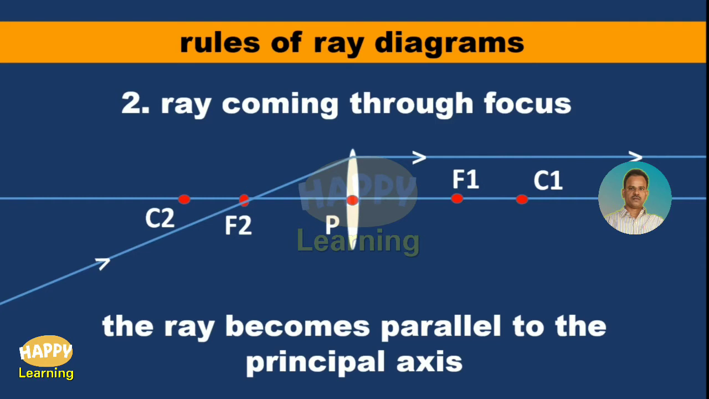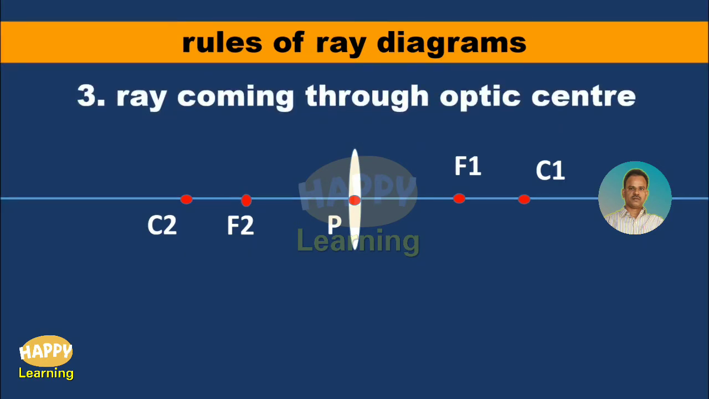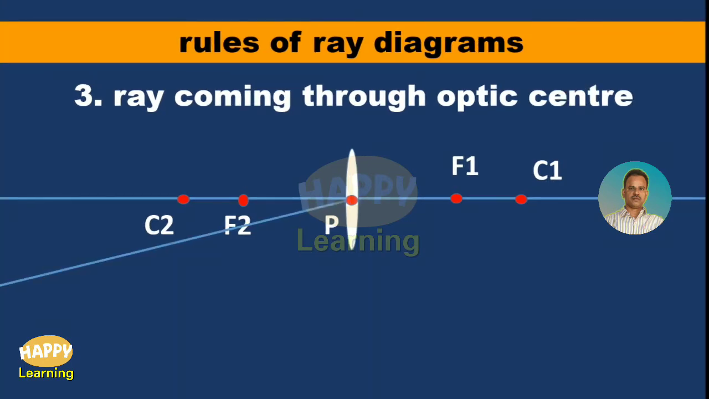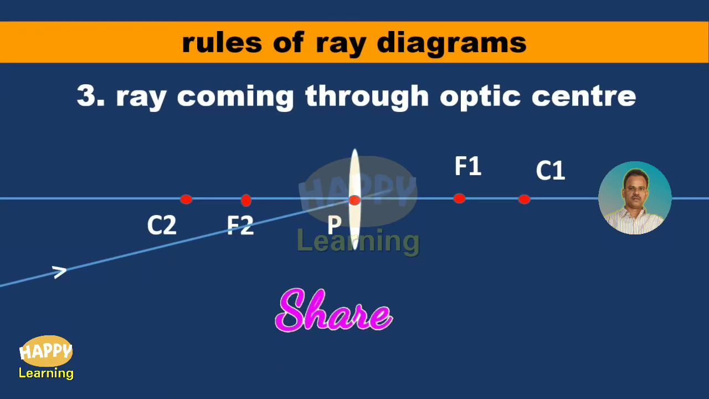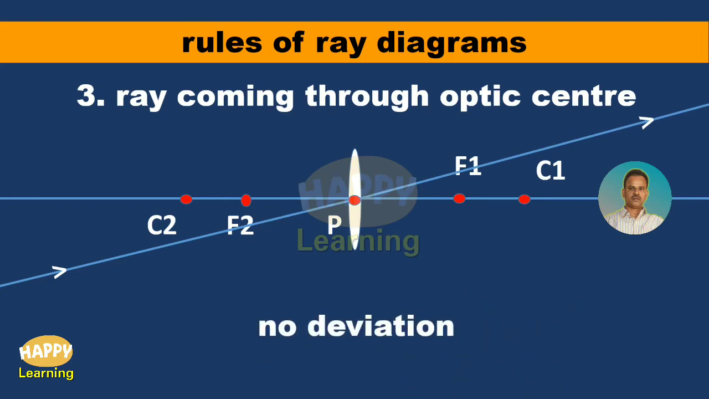Next, rule 3: ray coming through optic center. If the ray is coming through optic center, after passing through the lens, the ray will not deviate. There is no deviation at all.